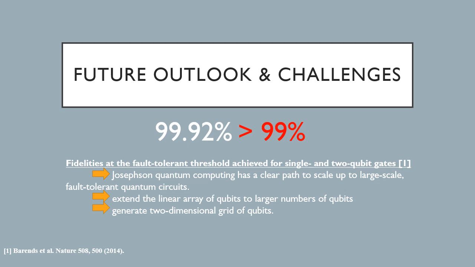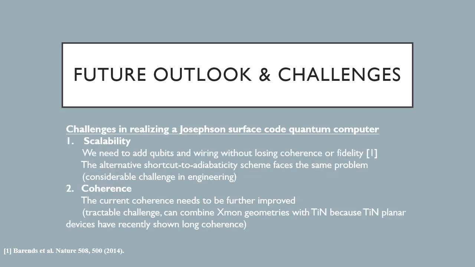large-scale, fault-tolerant quantum circuits. Based on the Xmon array used in the Barends experiment, the next step is to extend the length of the array, or to generate a two-dimensional grid of qubits. However, scaling up in either directions is very challenging. Although at the beginning of the video, we say superconducting circuits allow for scalability, we are still facing a big trouble when the architecture grows in dimension.